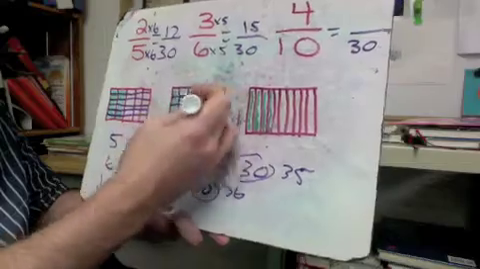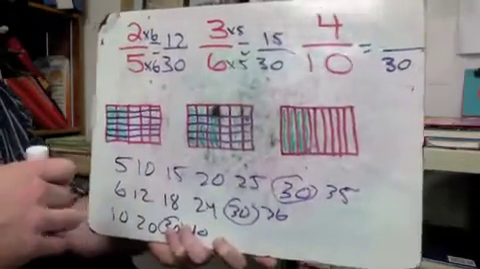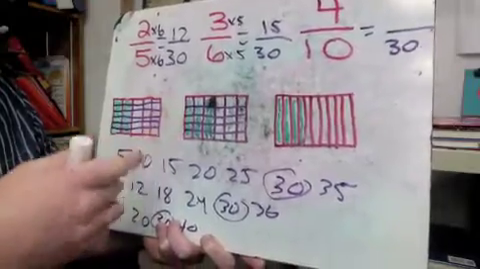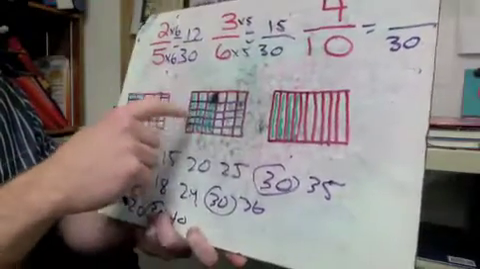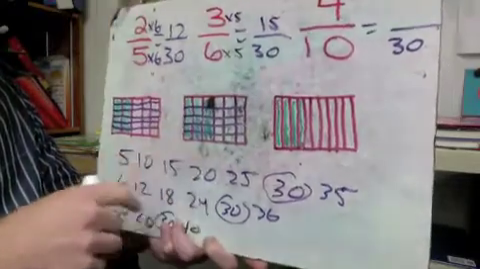1, 2, 3, 4, 5. Okay, 1, 2, 3, 4, 5. So now I should have 15/30ths, and I do because there's 5 here. That'd be 5, 10, 15 out of 30.